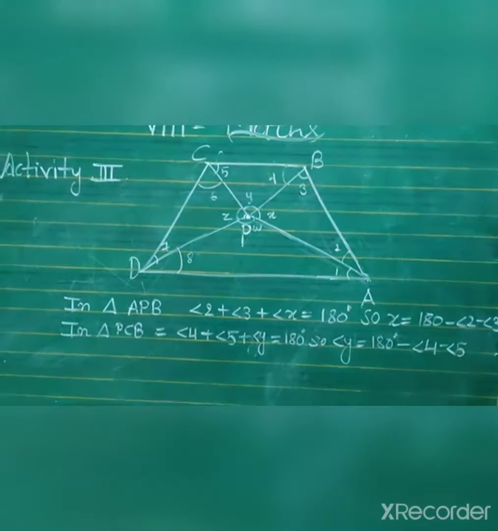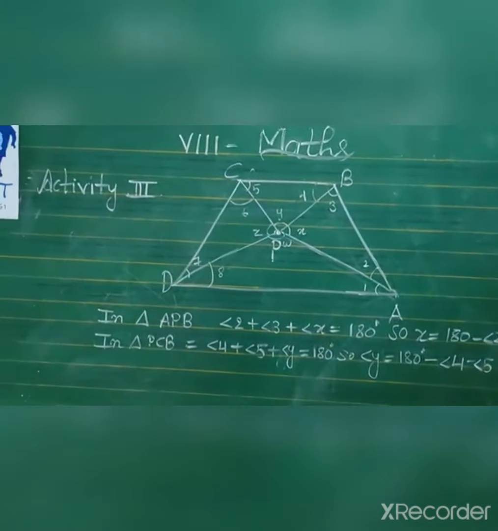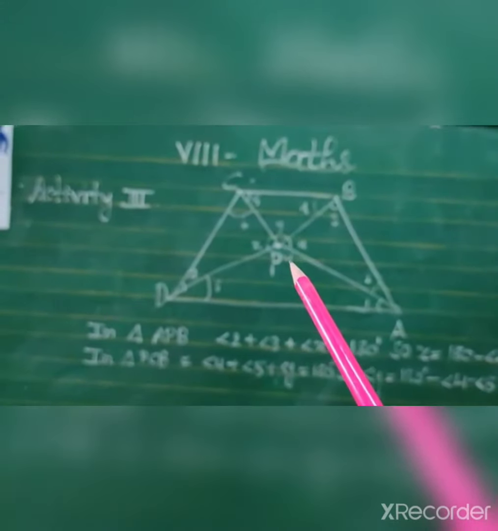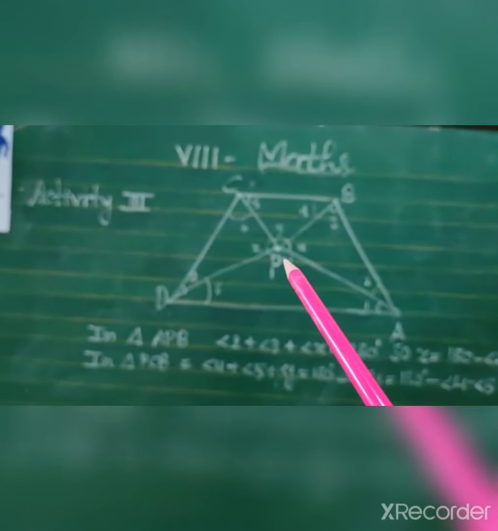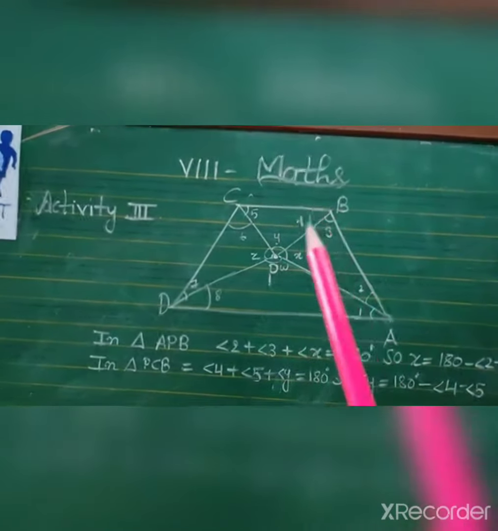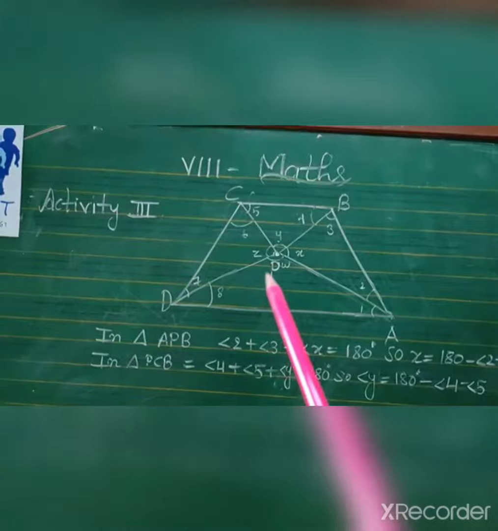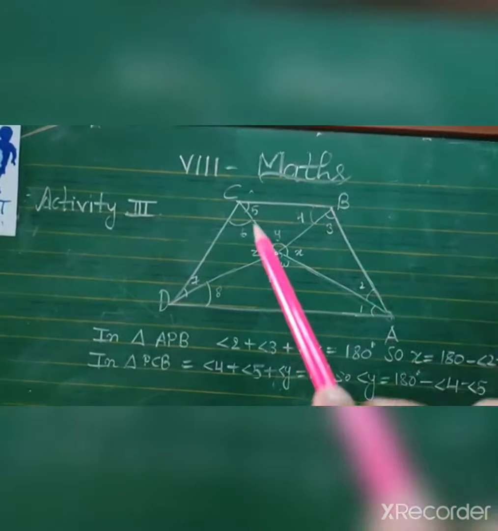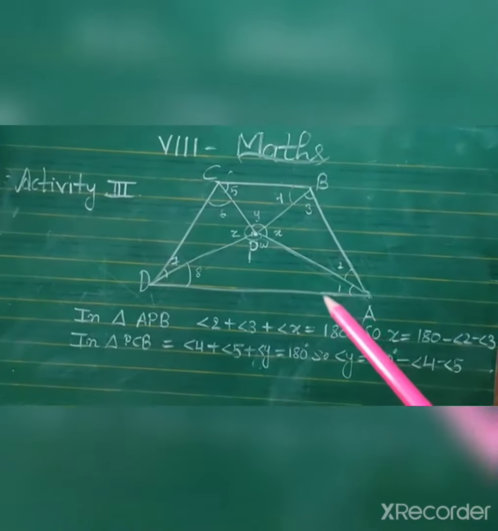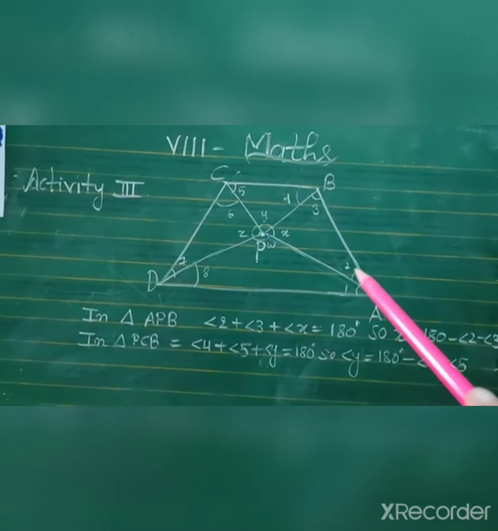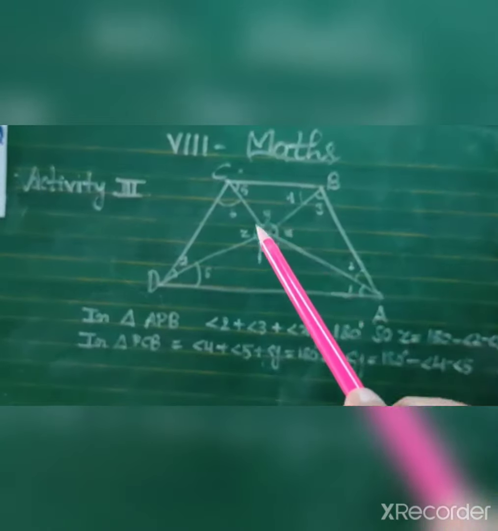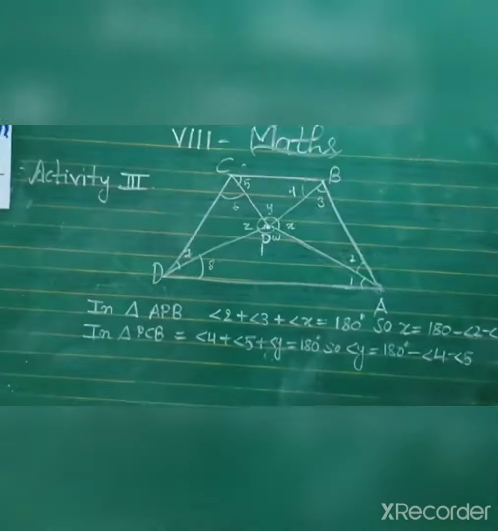Okay. Now in the third activity, you can see here one quadrilateral is given, and take a point P inside the quadrilateral. Join these points A, B, C and D. So A to P, B to P, C to P and P to D. And here you can see angle 1, 2, 3, 4, 5, 6, 7, 8.